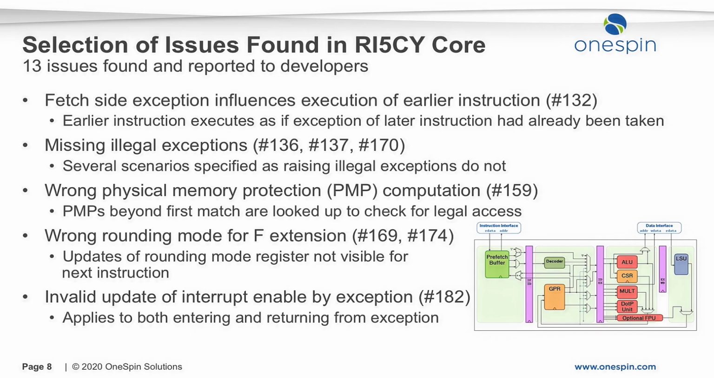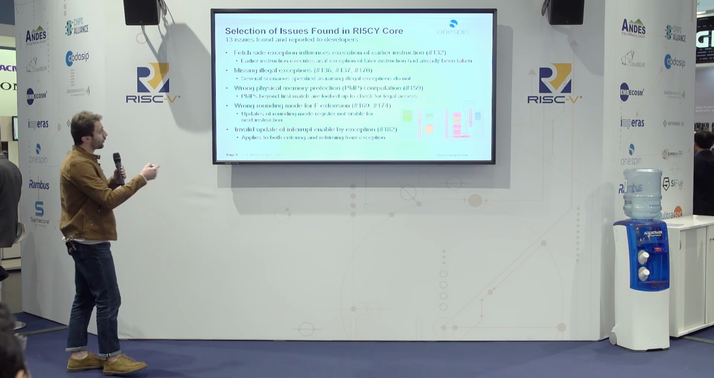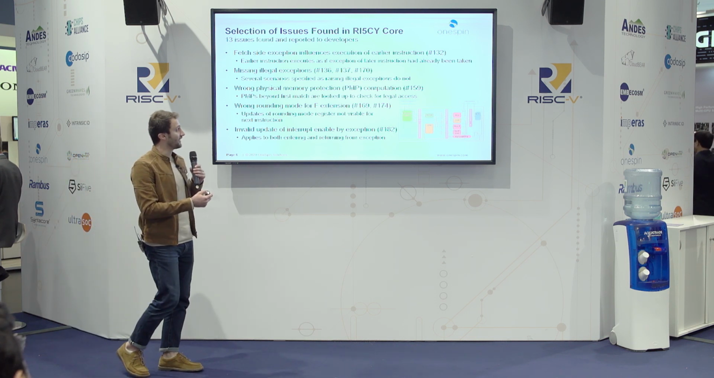Now another example of a 32-bit core was the RISC-V core used by the Pulpino platform, which is part of the PULP project developed by ETH Zurich and the University of Bologna. Here we found 13 issues. All of them were reported to the developers. Some of them got fixed, and the rest are still under investigation. So I would like to go through only 2 out of the 13.